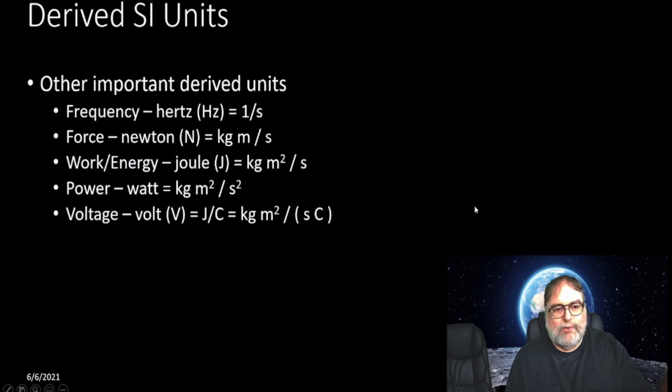Force, a newton, is a kilogram meter per second squared. Work or energy is measured in joules, kilogram meters squared per second squared. Power, which is the time rate of change of work or energy, is measured in watts, so it's kilogram meters squared per second cubed. And a volt is a joule per coulomb, or a kilogram meter squared per second cubed per amp. So as you combine these in different ways, you get different units.